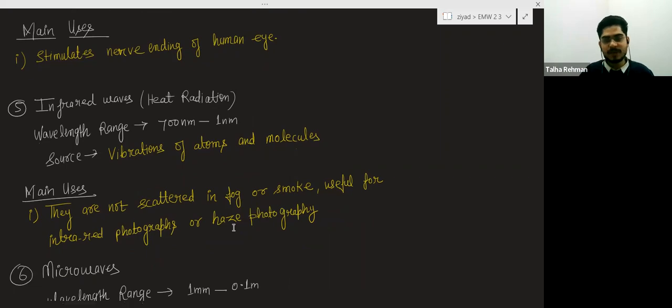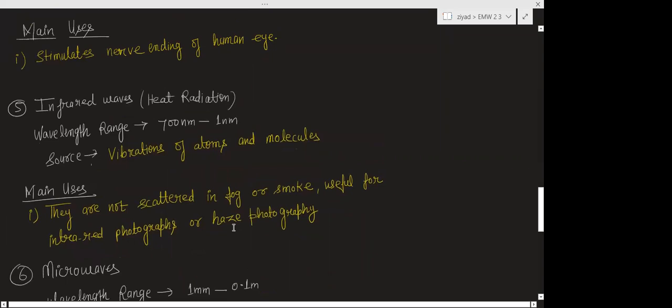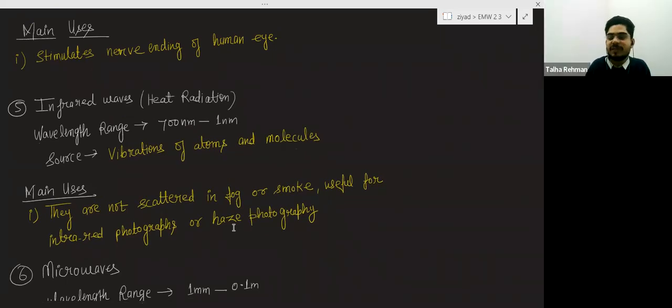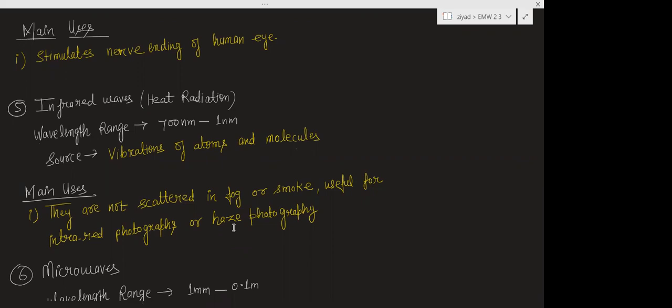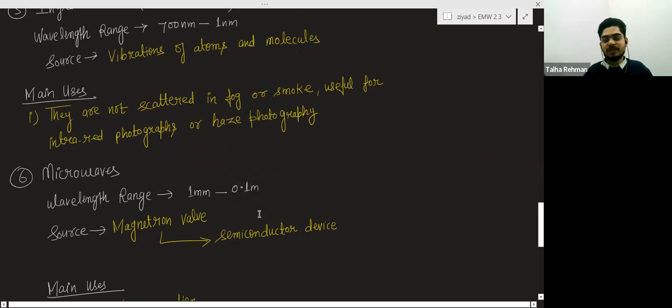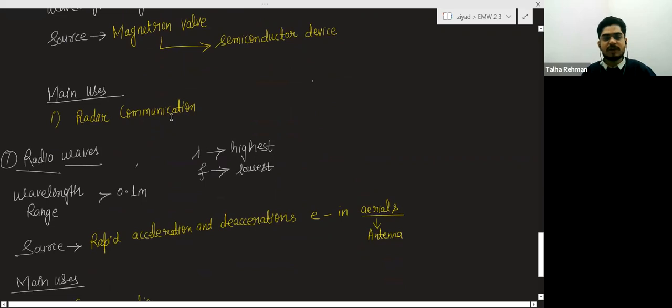Microwaves are very famous. Have you seen a microwave oven? Basically, microwaves are also used in radar communication. Microwaves have this wavelength range, a very large wavelength range, and due to that, they are used in radar communication. And what is the source? There is a magnetron valve, and that magnetron valve is a semiconductor device. This is the source. So the main use is radar communication.